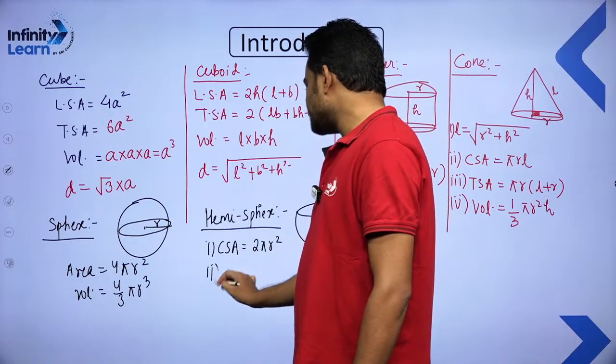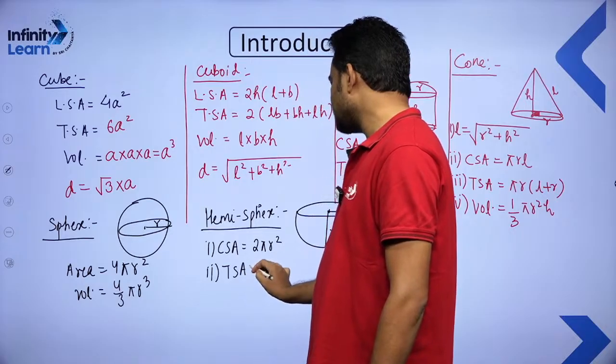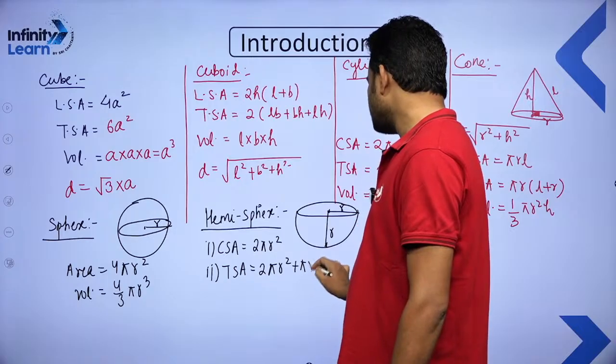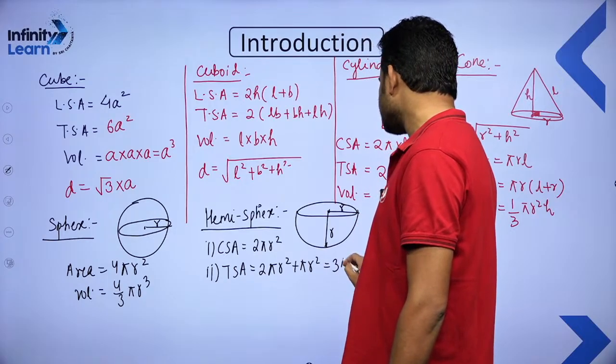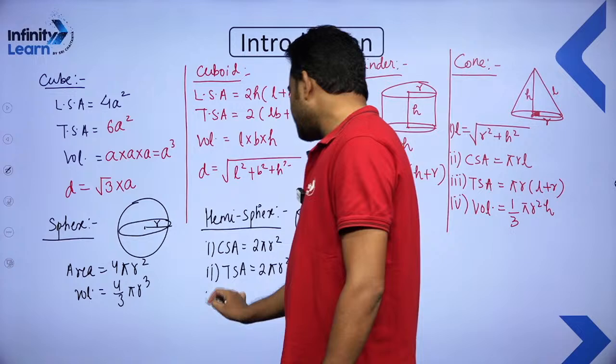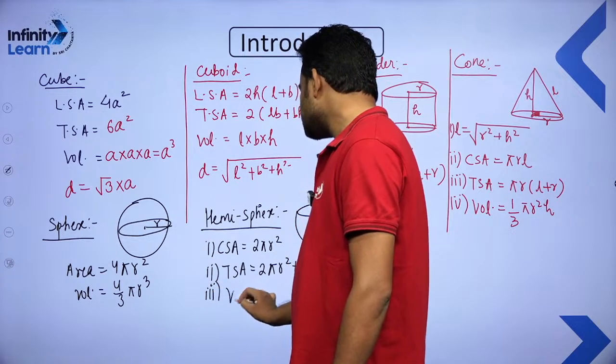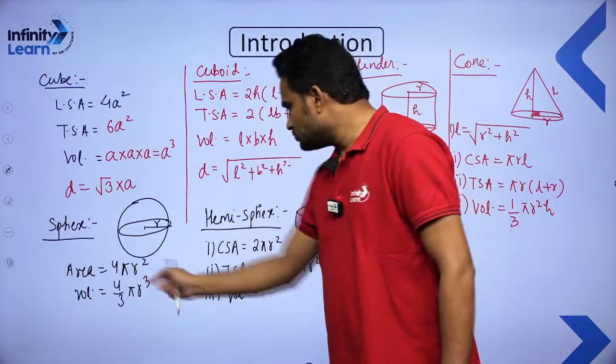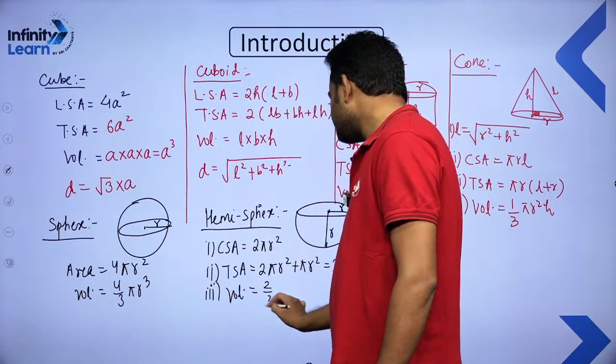Second one is total surface area, TSA, that is curved surface area plus area of the top. Once you add them, we will get 3 pi r square. Now the third one is volume. So volume is half of volume of sphere. If you divide by 2, you will get 2 by 3 pi r cube.